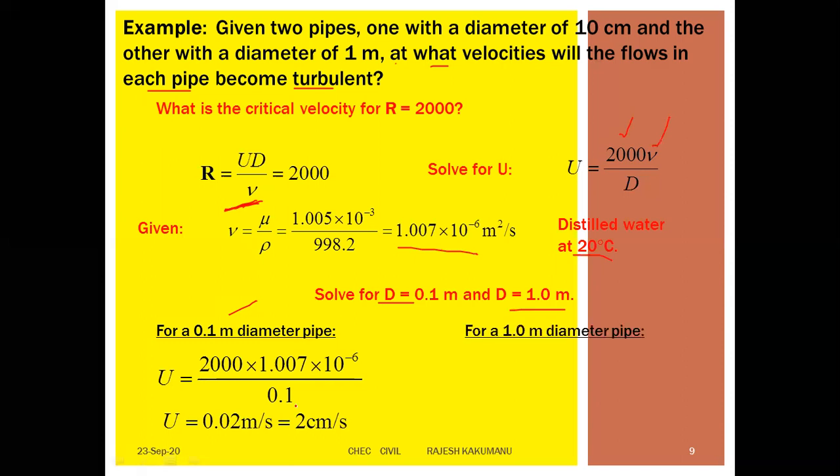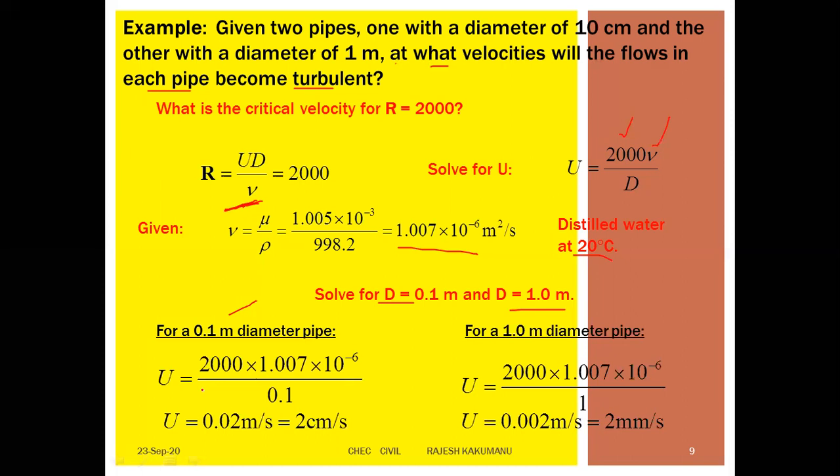Next, for 1 meter diameter pipe, what is the value of u? u is equal to 2000 into 1.007 into 10 to the power of minus 6 divided by d, and d is 1 meter. Then what is the value? u is equal to 2 mm per second. So that is the velocity of flows which will become turbulent in the different diameter pipes.